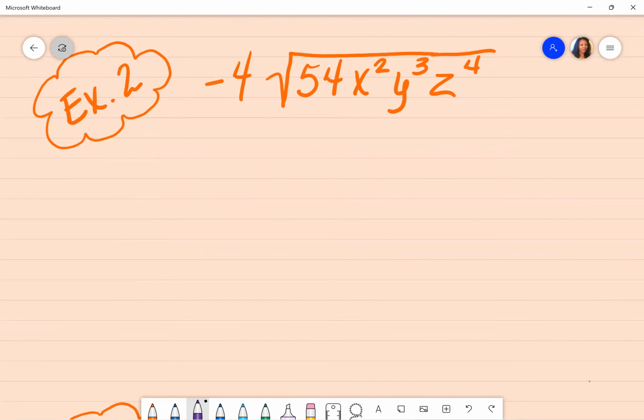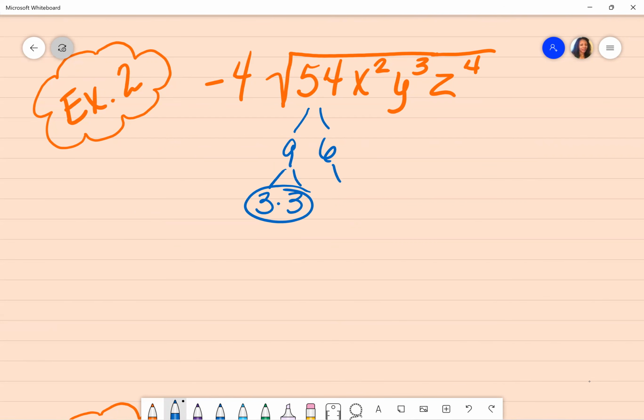So you have to pay attention to that. Now let's just say, again, we're trying to take the square root. We're trying to find a number that if I multiply it times itself, it will give me 54. I can't readily think of a number like that, but I do know that if I multiply 9 times 6, that 9 actually has a pair of 3s. 3 times 3 is 9.